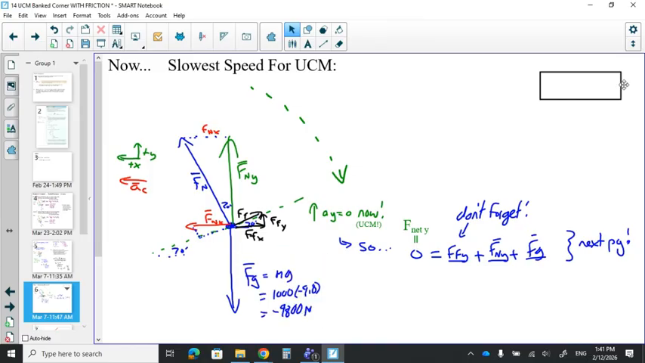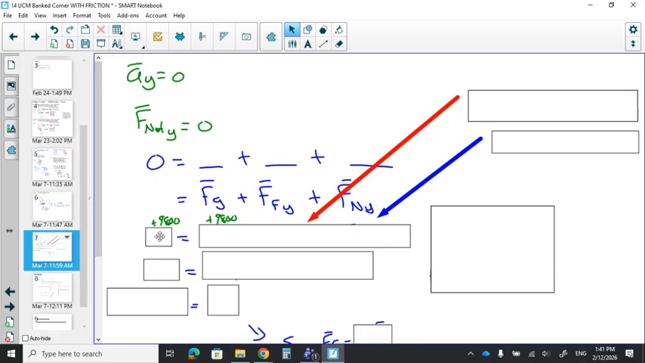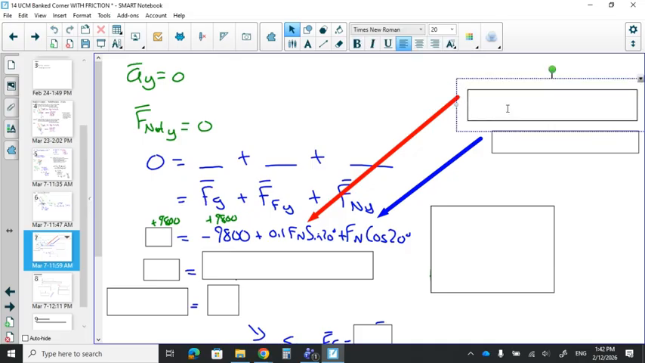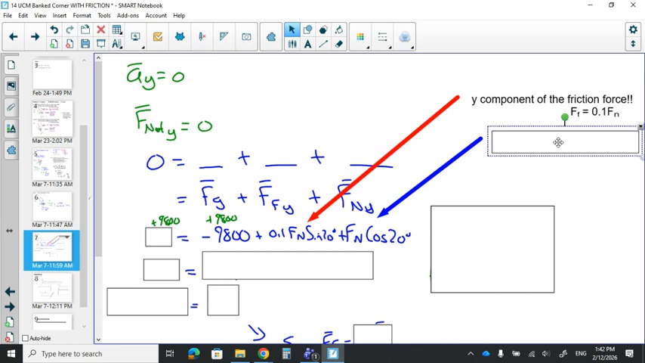So we can do those calculations, and that looks like this page here. So we're going to put numbers in here. We've got the gravity as down, 9,800. We've got our friction force being 0.1 times the normal force times the sine of 20, and our normal force y component being Fn cos 20, right? So that is, my delete button does not seem to want to work lately. Bear with me here.